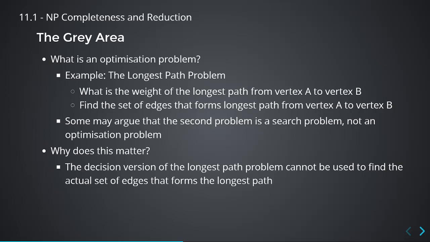So why does this matter? Well, because you see with the second definition, the decision version of the longest path can't be used to solve the optimization problem, right? If I just ask, what is the weight of the longest path? What is the weight of the longest path? You don't actually know the set of edges.